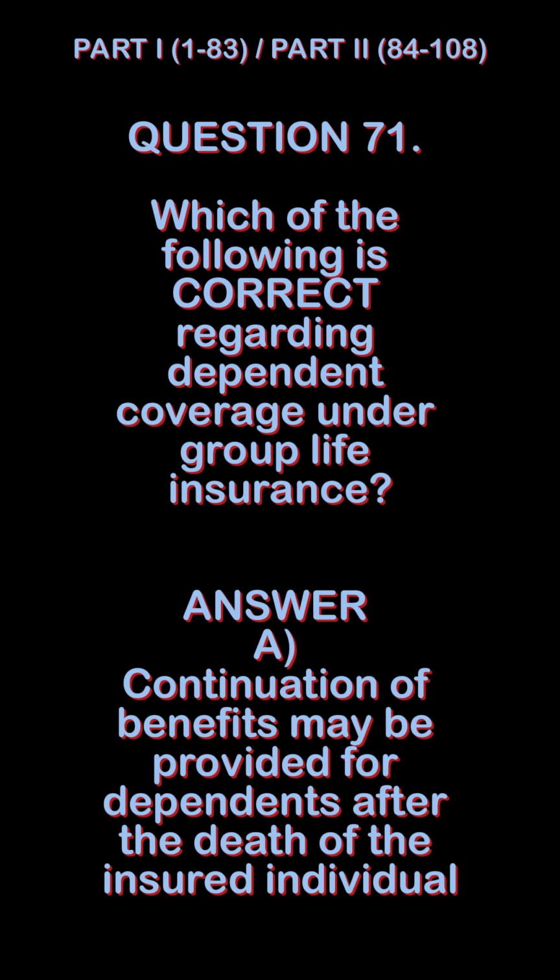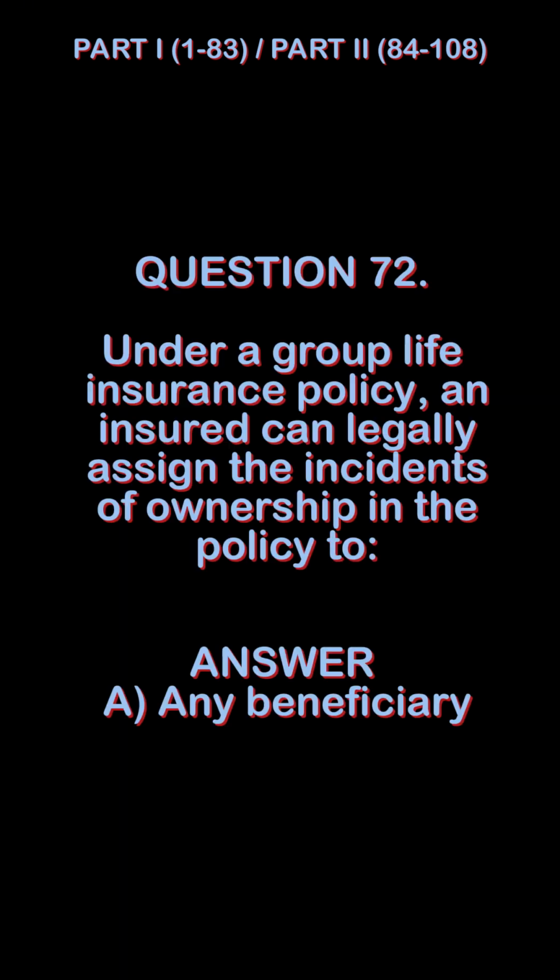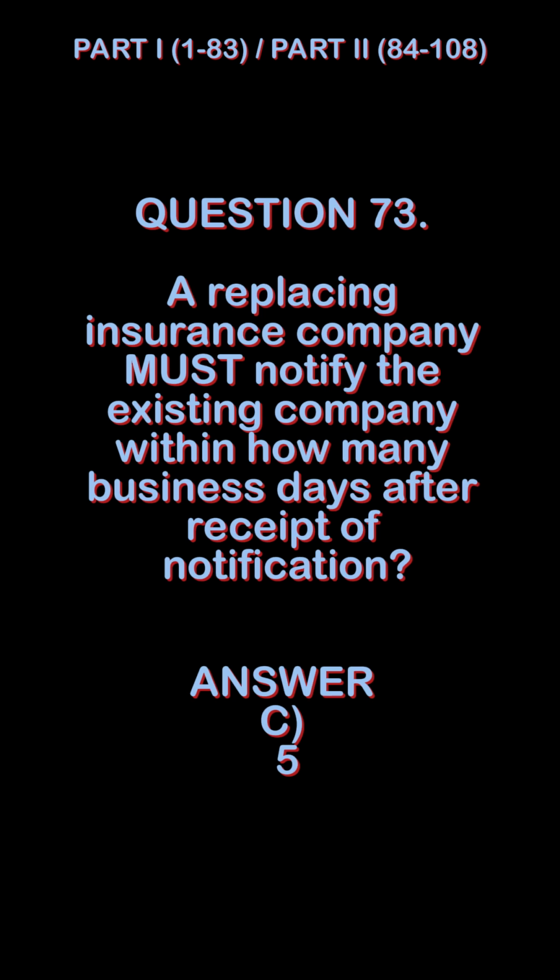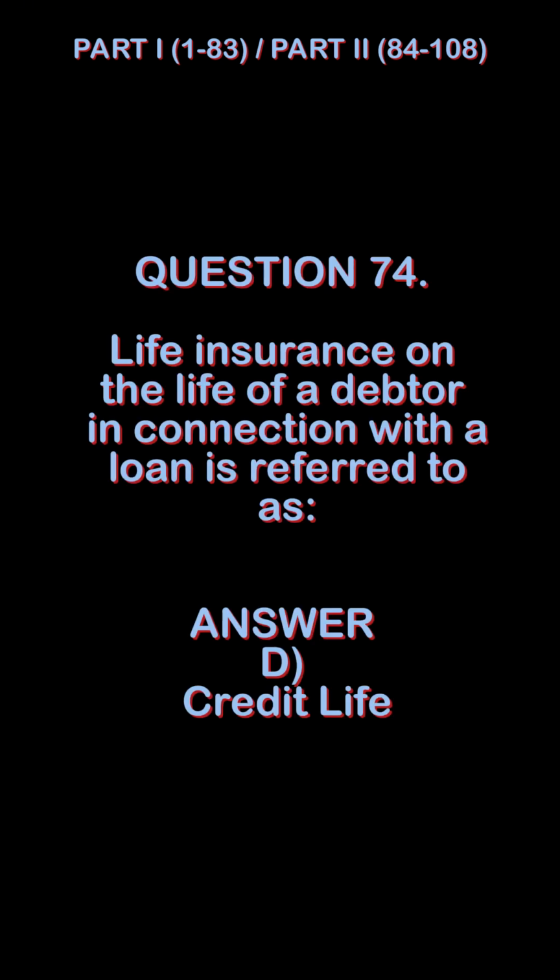Question 71. Which of the following is correct regarding dependent coverage under group life insurance? Answer: A. Continuation of benefits may be provided for dependents after the death of the insured individual. Question 72. Under a group life insurance policy, an insured can legally assign the incidents of ownership in the policy to. Answer: any beneficiary. Question 73. A replacing insurance company must notify the existing company within how many business days after receipt of notification? Answer: C. 5.